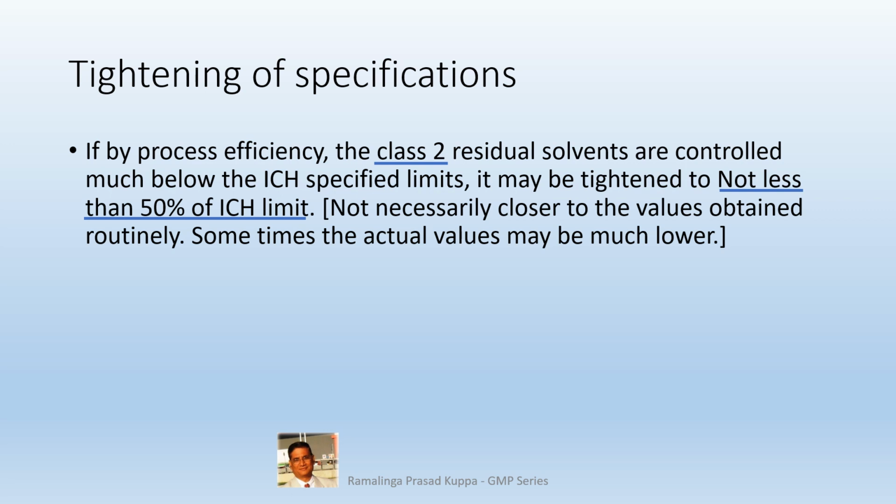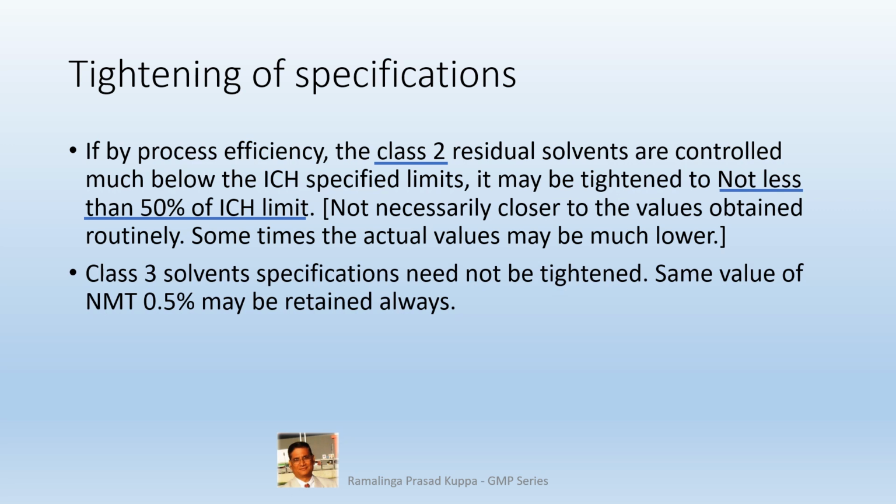For example, in a process, the methanol content in final product is in the range of 100 to 200 ppm against a specification of not more than 3000 ppm. You need not tighten the specifications closer to this range. It can be tightened up to 50%, that is 1500 ppm. Class 3 solvent specifications need not be tightened. The same value of not more than 0.5% may be retained always. So class 3 solvents need not be tightened even if the values are much below 0.5%.